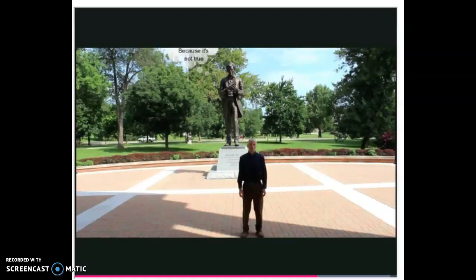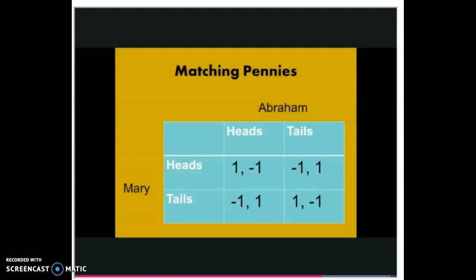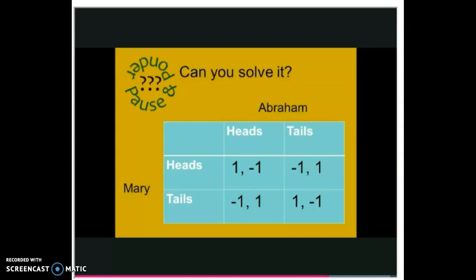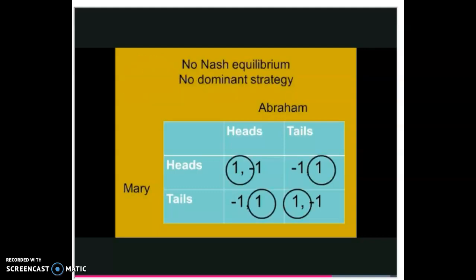Few people know that Abraham Lincoln and his wife, Mary Todd Lincoln, liked to play a game where they would each choose heads or tails on a penny, and then they would each gain or lose a penny depending on the combination of the strategies chosen. Here's the payoff matrix for the matching pennies game. If the pennies matched, Abraham would lose a penny to Mary. If the pennies didn't match, Mary would lose a penny to Abraham. You can pause the video now and try to find any dominant strategies or Nash equilibria in this game. Here's what your payoff matrix should look like after doing the circle trick. In this game, there are no dominant strategies and no Nash equilibria.